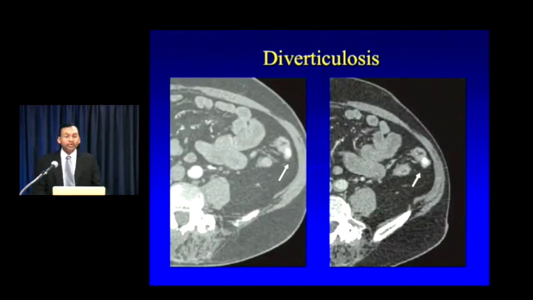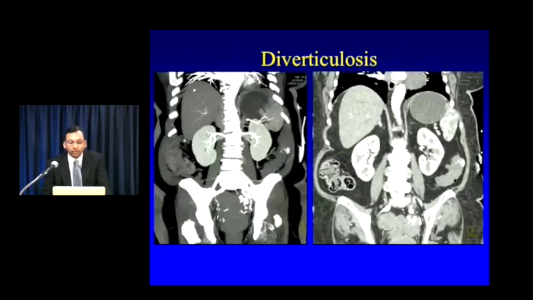Now here's an example where you have a sentinel clot within a diverticulum, right? So you know that this is why the patient is bleeding. There is hyperdense clotted blood within a diverticulum, and this was ultimately confirmed at colonoscopy.